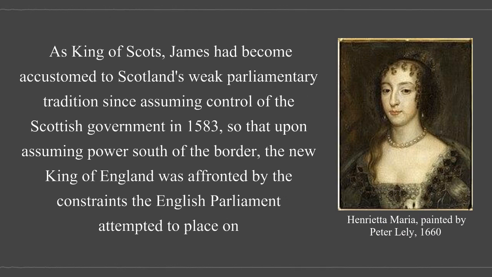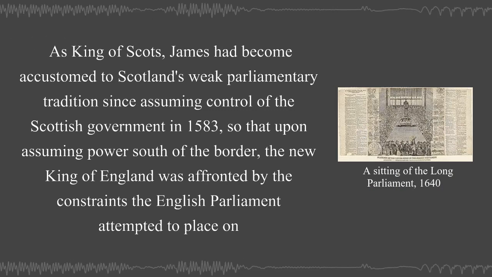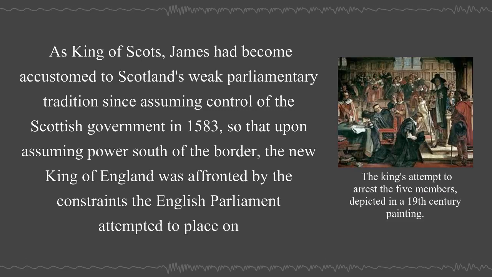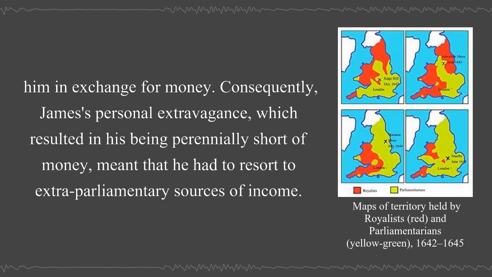As King of Scots, James had become accustomed to Scotland's weak parliamentary tradition since assuming control of the Scottish government in 1583, so that upon assuming power south of the border, the new King of England was affronted by the constraints the English Parliament attempted to place on him in exchange for money. Consequently, James's personal extravagance, which resulted in his being perennially short of money, meant that he had to resort to extra-parliamentary sources of income.